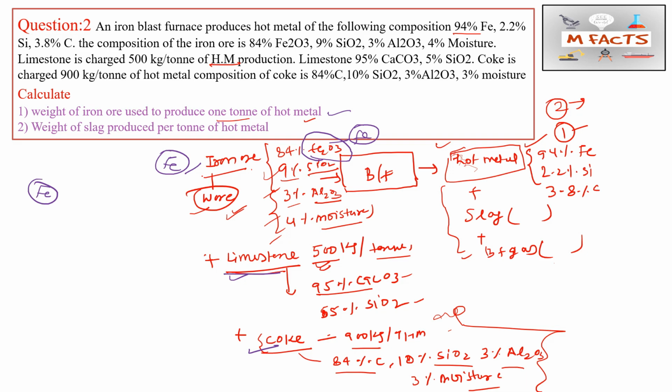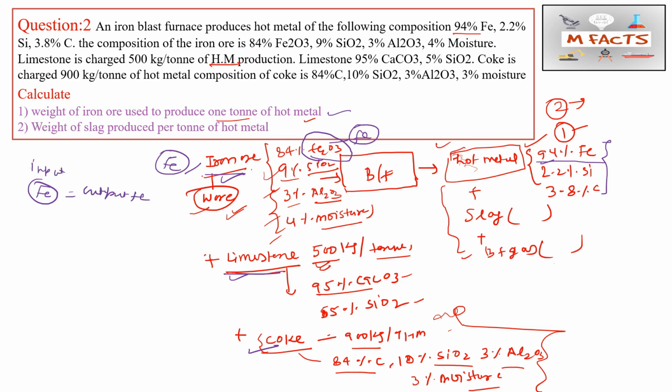So we will balance the Fe, and during balancing, we see that Fe is present only in iron ore, and on this side we can see that this is the hot metal, and in hot metal only iron is present. So we will balance this Fe. So input Fe is equal to output Fe.